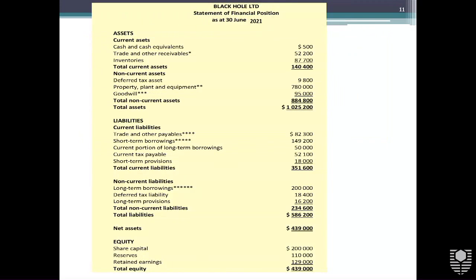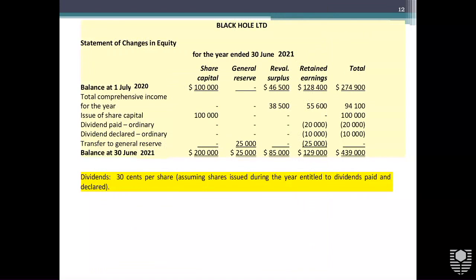Let us go and do our statement of changes in equity, and then we'll come back to that equity section. Right, we need to balance it to the 439,000. So let's have a look at our opening balances. Some of them we know, and other ones we're going to have to work backwards for. So let's do it column by column.